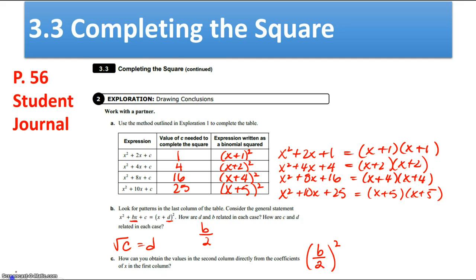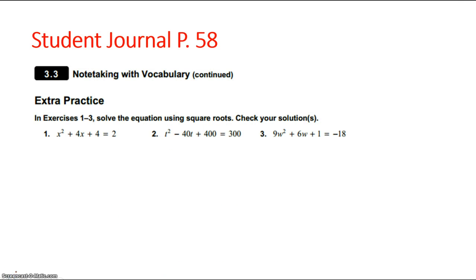Alright, let's do some examples. On the next page, we're actually two pages over, page 58 of the student journal. It says in each of the exercises we're going to solve using square roots. So we're going to use our perfect square trinomial and then solve it using the method that we have used before.